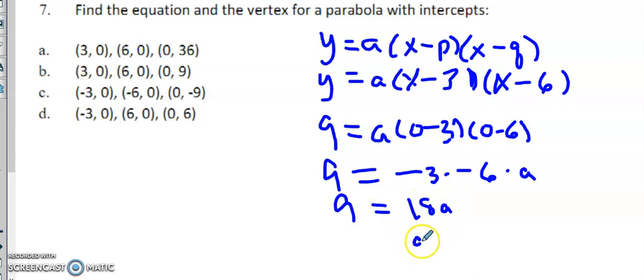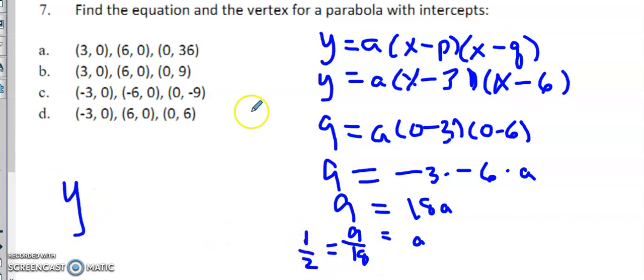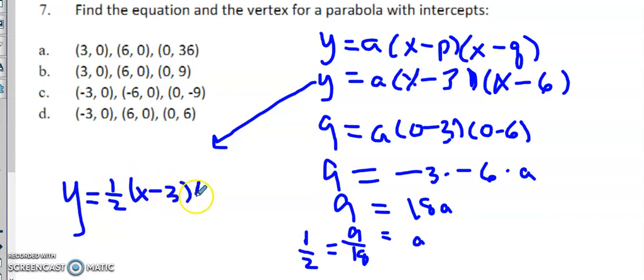And if I divide both sides by 18, I get 9/18, which simplifies to 1/2. So the final equation here is y is equal to, and again I'm just taking this part of the equation right here and bringing it down and replacing the a with 1/2. So y is equal to 1/2 times x minus 3 and x minus 6. When you're finished with problem C, go ahead and turn the video back on, and then again we're going to move on to problem 8.